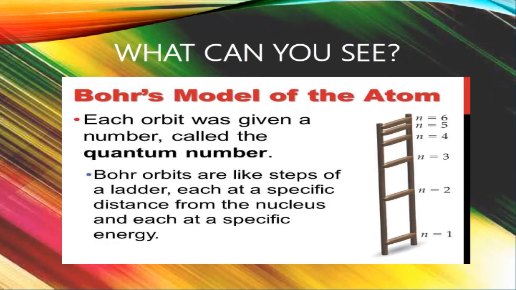Bohr's model of the atom. In Bohr's model, each orbit was given a number called the quantum number. Bohr's orbits are like steps of a ladder, each at a specific distance from the nucleus and each at a specific energy.